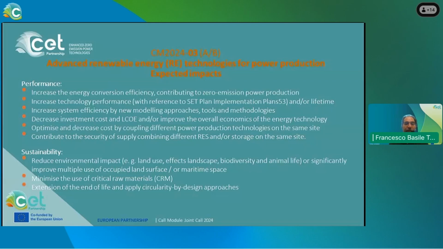We also need to increase sustainability by reducing the environmental impact, land use, effect on landscape, biodiversity, and animal life, or significantly improving multiple use of occupied land, surface, or maritime space. We also need to minimize the use of critical raw materials, extend the end of life, and apply circularity by design to avoid overconsumption of resources and materials, and to increase sovereignty in the production of the technology for renewable power generation.